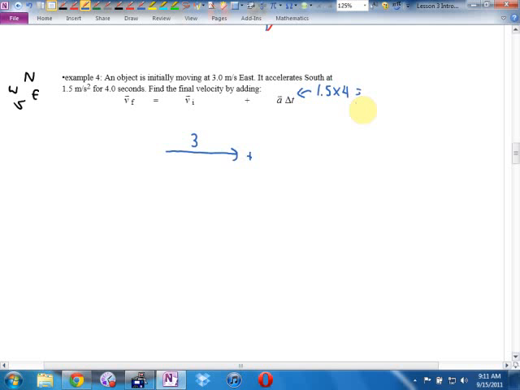So I'm going to draw a vector south. How long is it going to be compared to this one that's 3 long? Twice. About there. That's VI plus AT. Can you see VF is going to be my resultant? Let's draw my triangle here. How do I add two vectors? Draw them tip to tail. V final this time is going to be that bad boy.